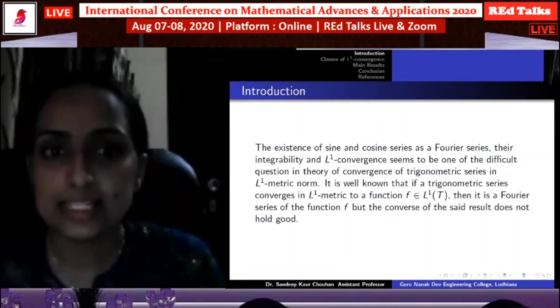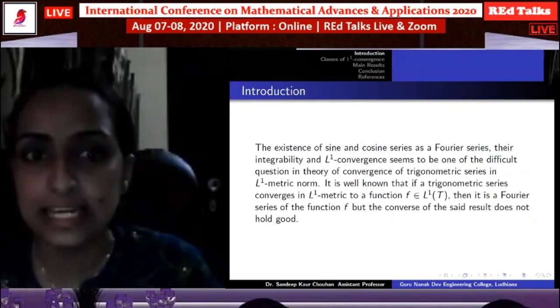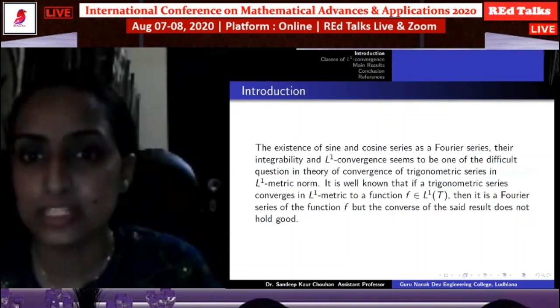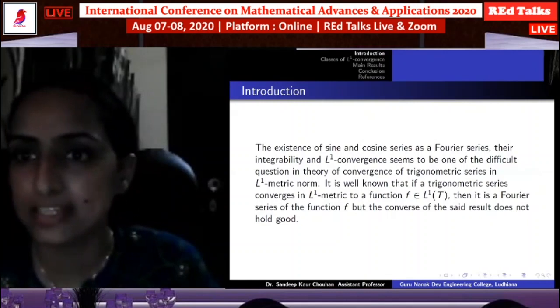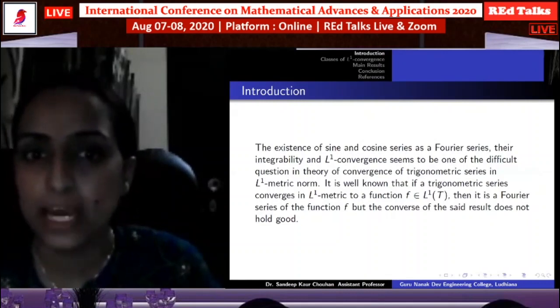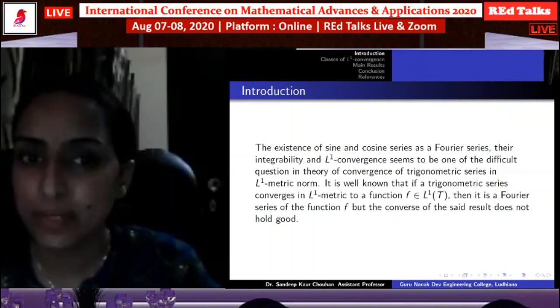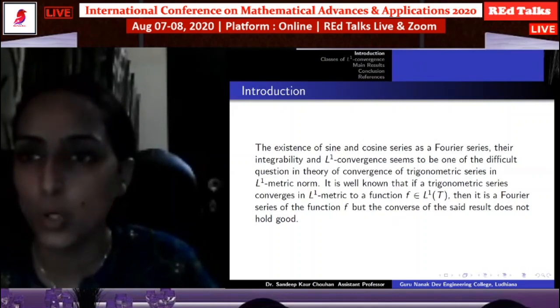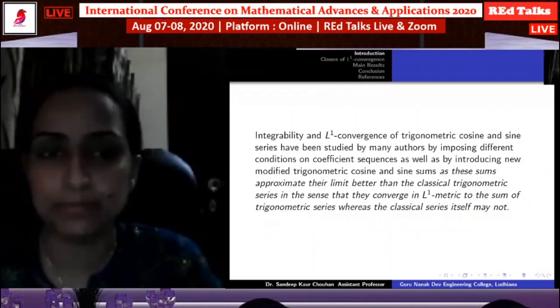Introduction. The existence of sine and cosine series as a Fourier series, their integrability and L1 convergence is one of the difficult questions in the theory of the convergence of trigonometric series in L1 metric norm. It is well known that if a trigonometric series converges in L1 metric to a function f, then it is a Fourier series of the function, but the converse of the said result doesn't hold good. In this concern, please give an example.